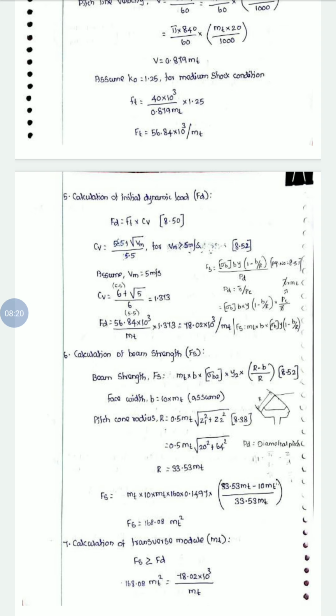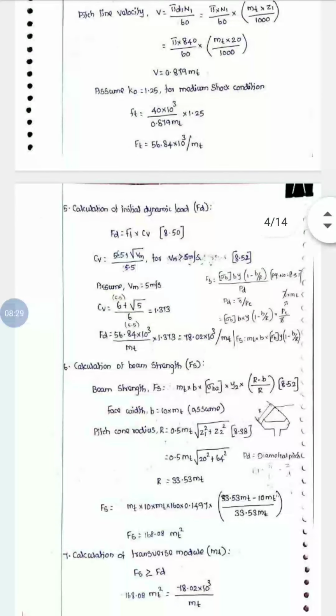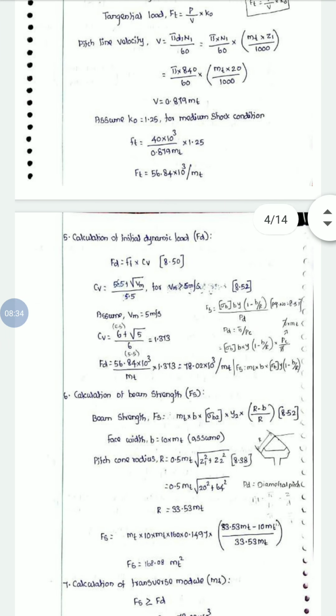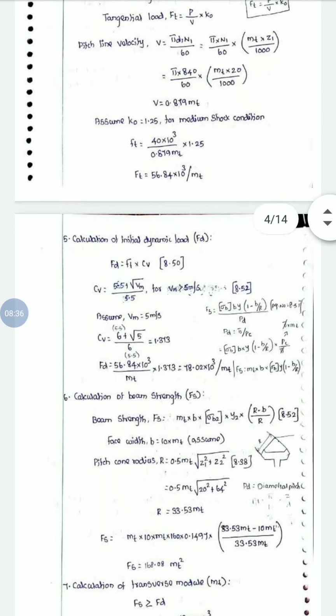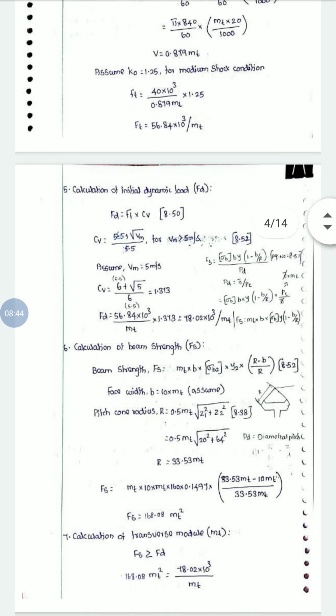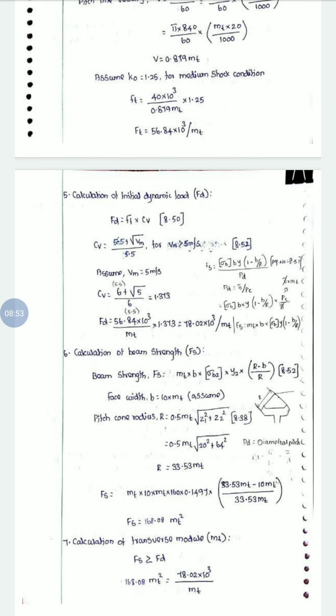So now we are substituting the values here. K naught is equal to 1.25 for medium shock condition. Now we know the V value, P value and K naught value. Substituting in Ft: P is 40 kilowatt, that is 40 into 10 power 3, divided by 0.879 mt into K naught, 1.25. On substituting, Ft will be 56.84 into 10 power 3 by mt, where mt is the transverse module.